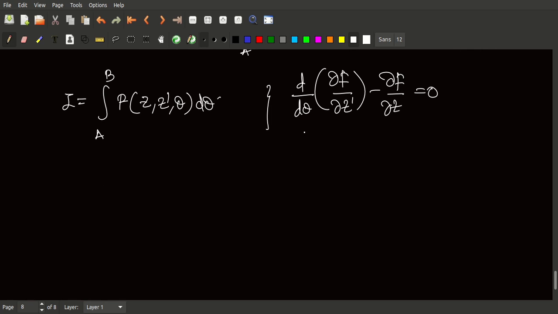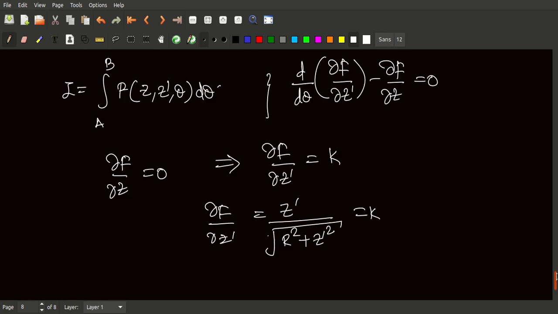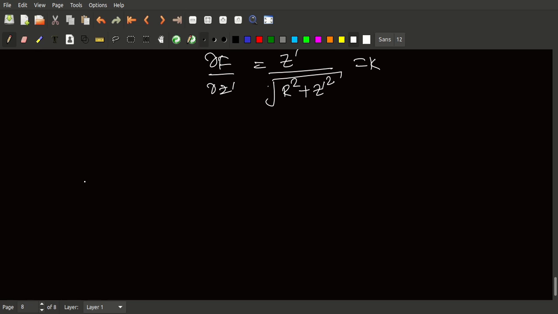Now find out what these terms are. Del f upon del z here is equal to 0, which implies del f upon del z dash has to be equal to some constant k. So what is del f upon del z dash? If you calculate, you will find it equal to z dash upon under root of R squared plus z dash squared. This is what you will get. This is equal to some k. Now you simplify it and find out what z dash is equal to. z dash is equal to k R upon under root of 1 minus k squared.